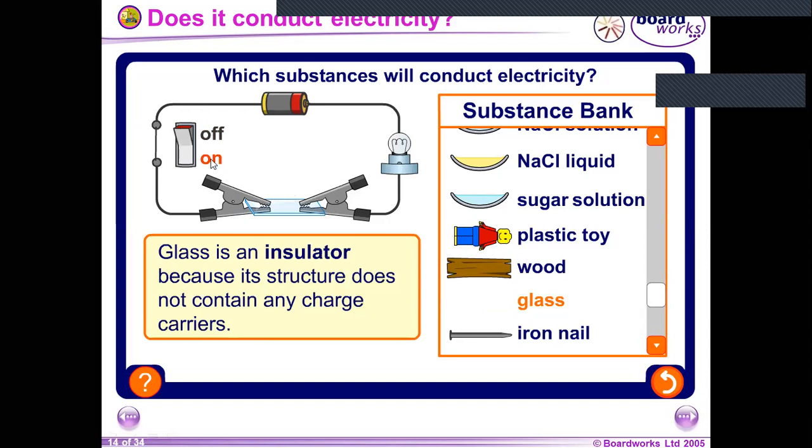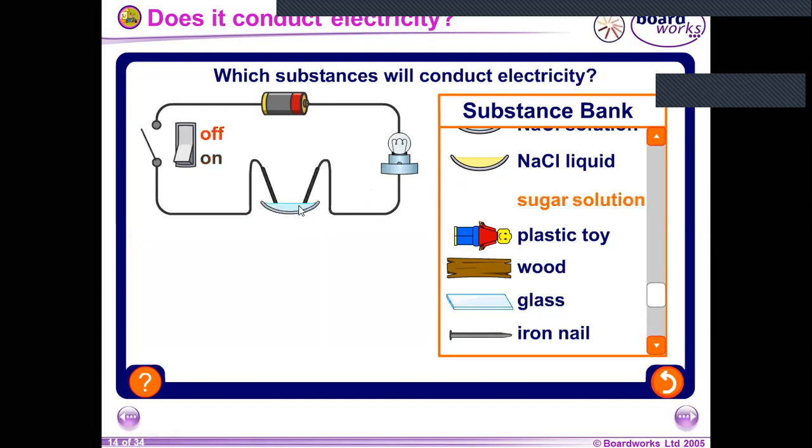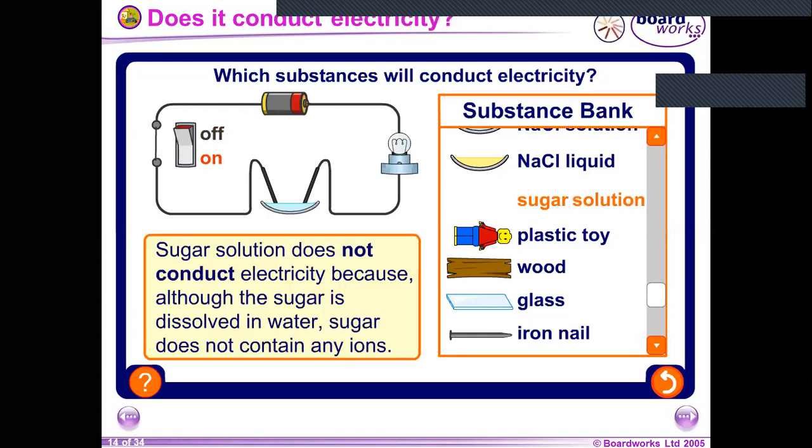Is it a conductor or insulator? Insulator. Yes, thank you. So let's try sugar solution. It means sugar with the water. Is it going to work? Some are saying it will, the others are saying no. Yes, it will not. Only salt with water will work.